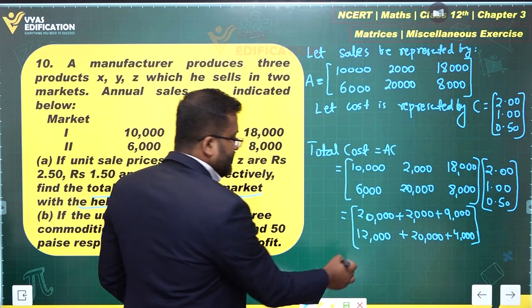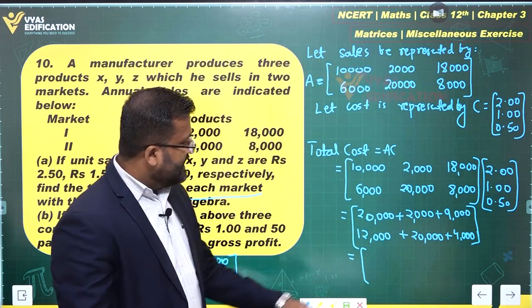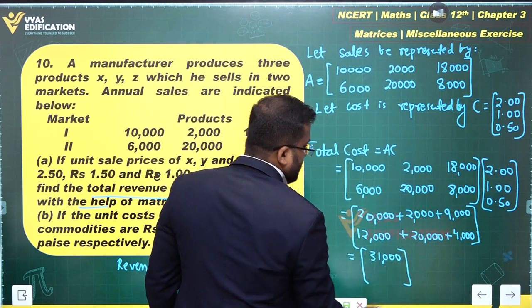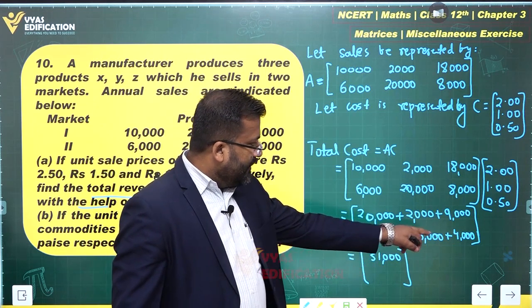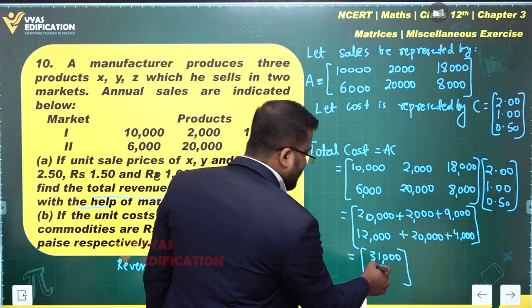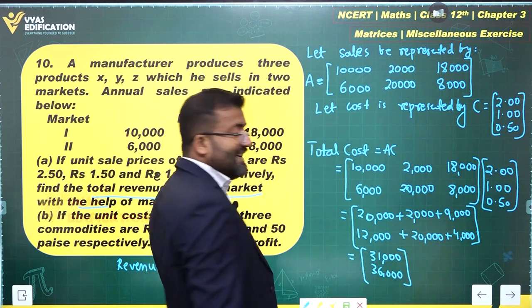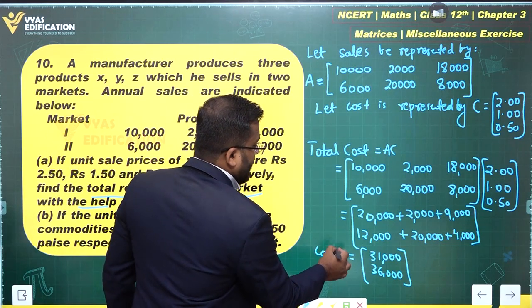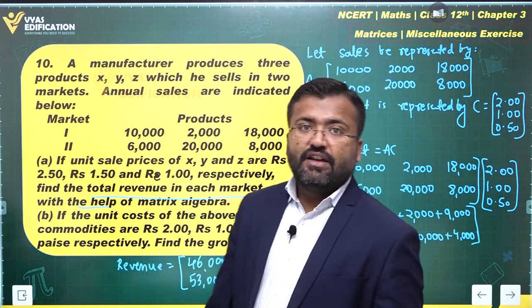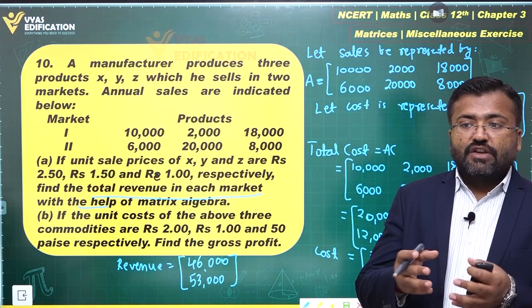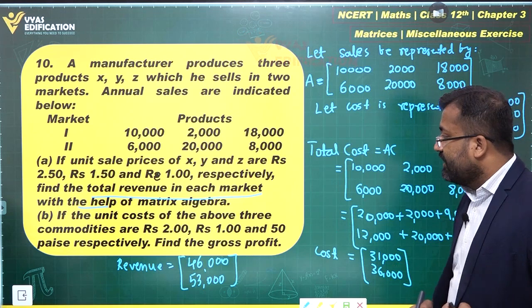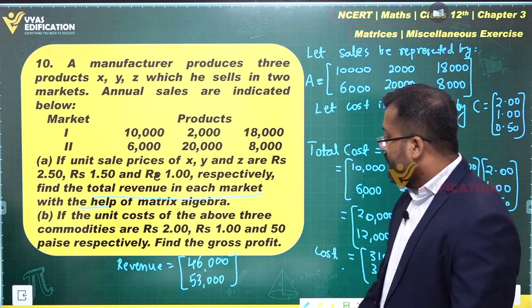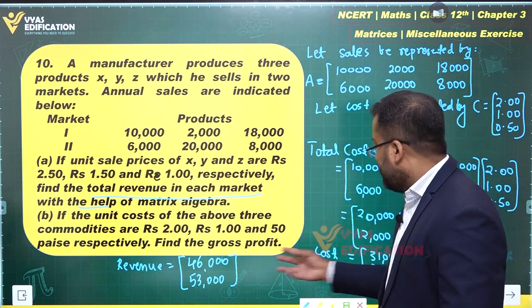What happens next? Total cost can be obtained by adding these. 31,000 is the total cost in the first market, and 36,000 is the cost in the second market. Okay, we have revenue, we have cost, and now we can easily find the profit. Profit is simply how much you sell for minus how much you spent on preparing it. So revenue minus cost is basically the profit.